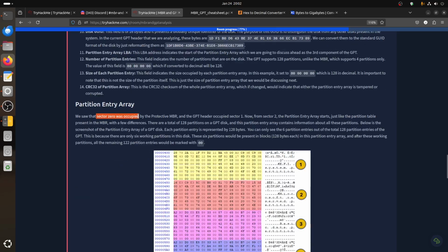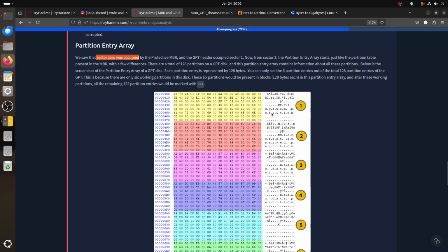Sector 0 was occupied by the protective MBR and the GPT header occupied sector 1. Now from sector 2 is the partition entry array, which supports a total of 128 partitions on a GPT disk, and this partition entry array contains information about those partitions. Each entry is 128 bytes. You can only see 6 partition entries out of the total 128 entries of the GPT, because there are only 6 working partitions in the disk.